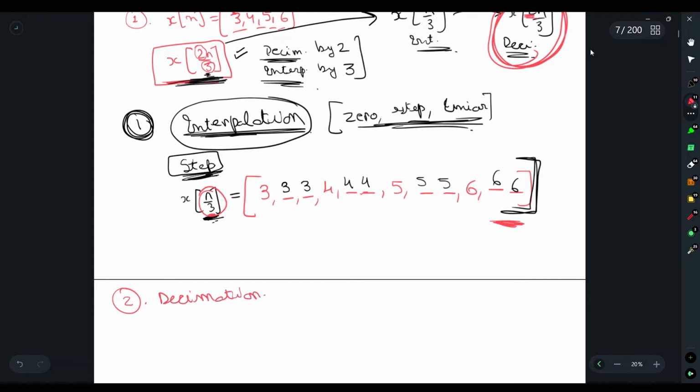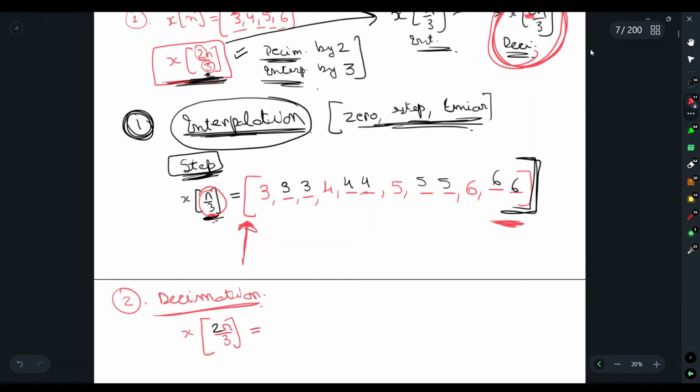Pause the video and understand the concepts that are being discussed over here. Otherwise you will forget everything, even though it is a very easy concept. So now what we will do is we will be writing 2 over here, and we will be doing decimation of the signal that we had found out earlier. That is, on this signal we will be performing decimation.